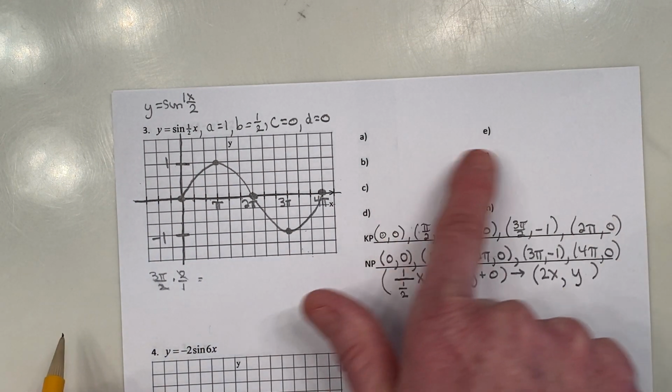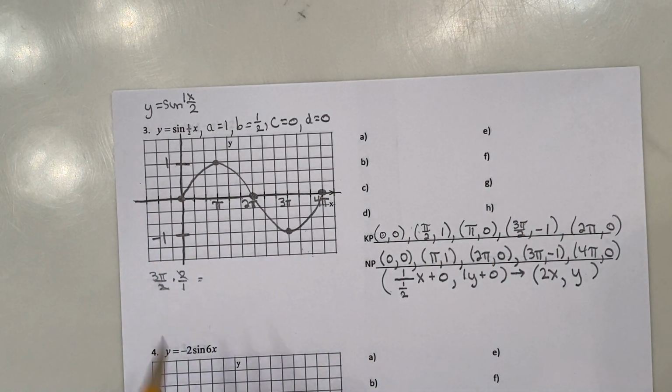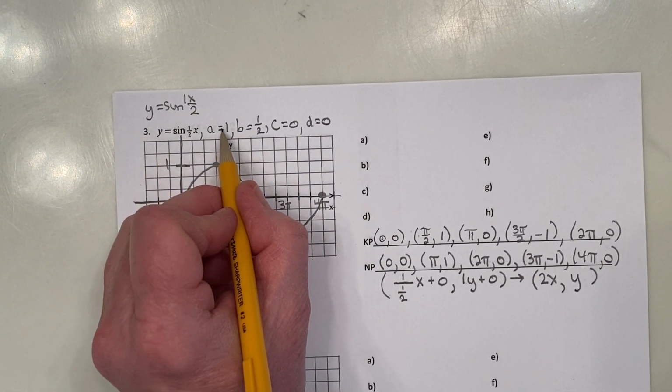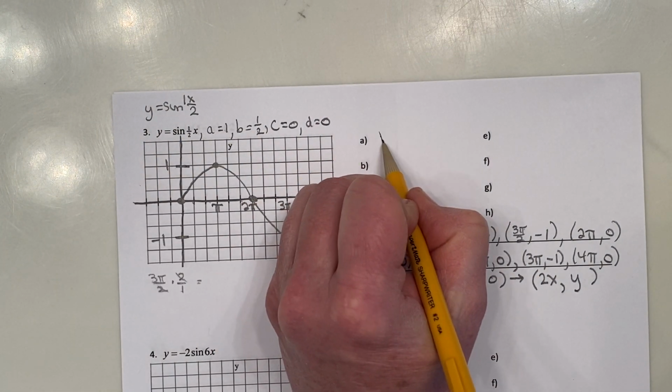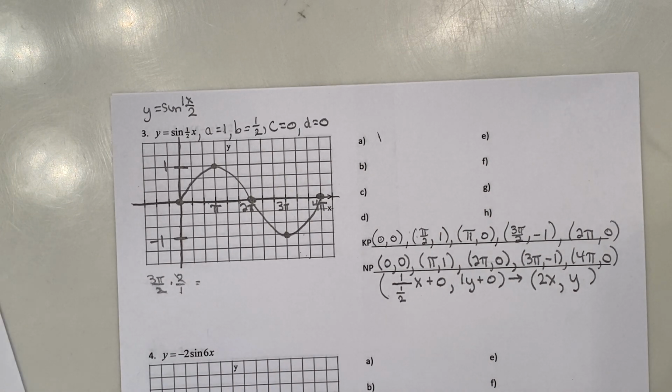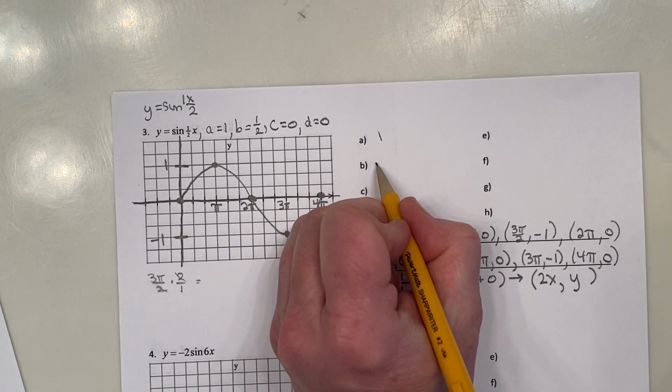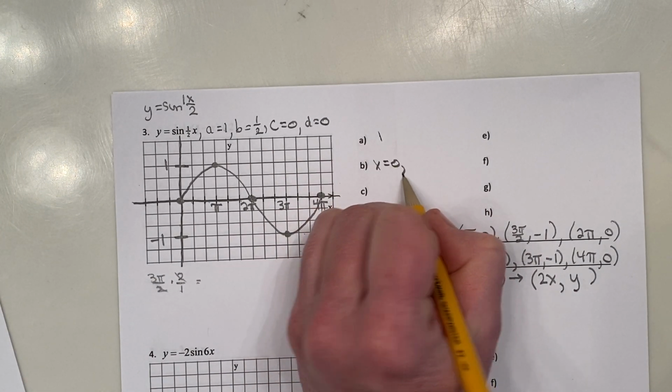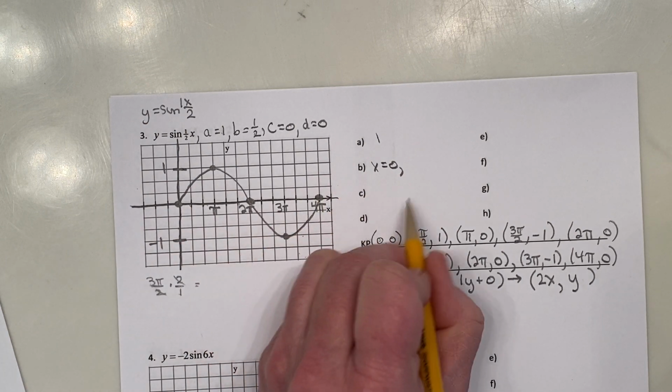All right, we'll record the answers to these questions. The amplitude is the absolute value of A, so that's just 1. What did B ask us? The period begins at x equals 0. It'll end at 4 pi, and then it'll start to repeat.